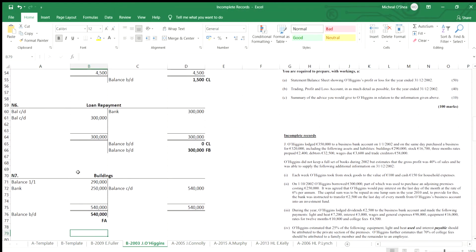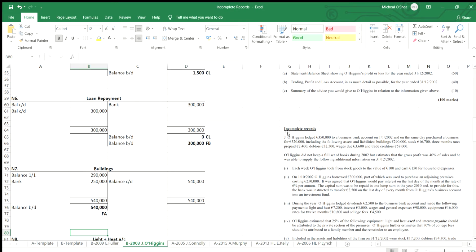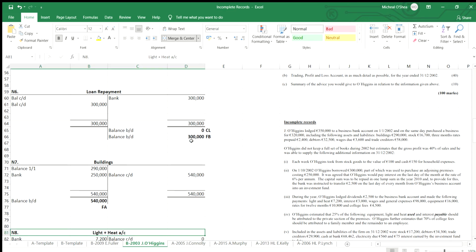The next thing I'm looking at is the loan repayment. Quite simply, I actually got a loan for 300 grand and I'm not going to repay it until 2010. So all of it is going to go in as a finance buy. It's not necessary to do this up as a note, but it is important to remember to add this into my balance sheet because I owe 300 grand at the end of the year.